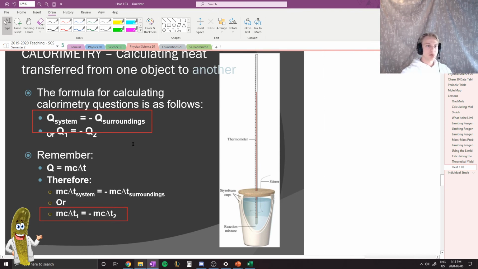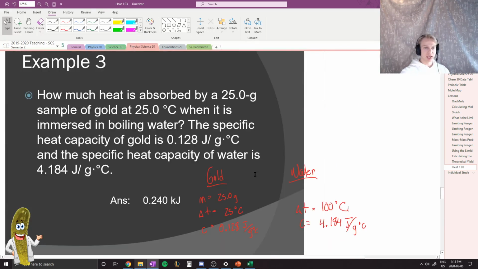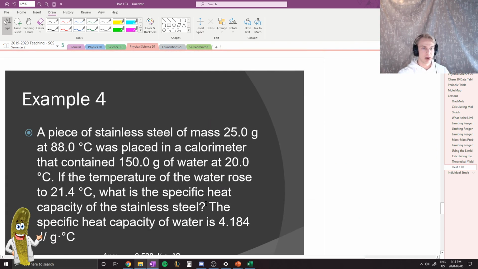So we know two different things. We know that the heat of the system has to be exactly equal to the heat of the surroundings. And so the idea that we want to eventually calculate here is we want to figure out how much heat is going to be absorbed. And so we actually want to know how much this temperature is going to go up here.